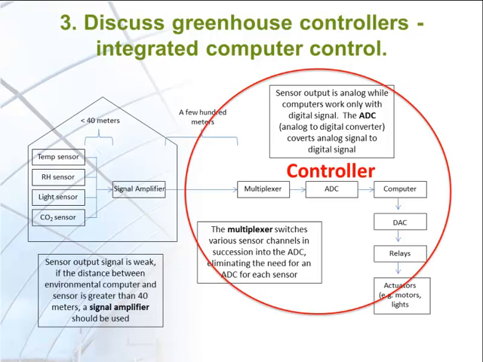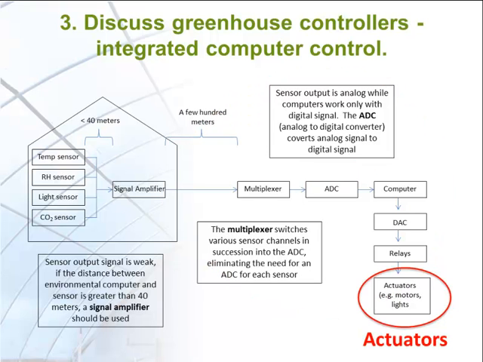On the controller block, I added more details of handling multiple inputs and hardware requirements of analog to digital and digital to analog converters. Also shown are relays needed for turning on actuators such as motors and heaters using low current signals from the controller.